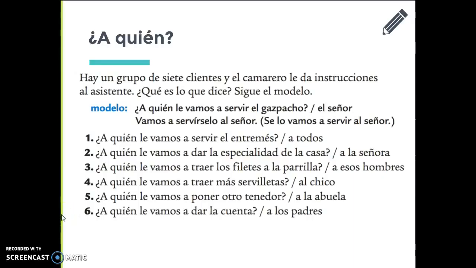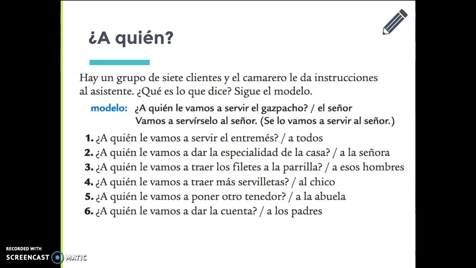Number 1 would be vamos a servírselo a todos, or se lo vamos a servir a todos. Number 2 is vamos a dársela a la señora, or se la vamos a dar a la señora. Number 3 is vamos a traérselos a esos hombres, or se los vamos a traer a esos hombres. Number 4 is vamos a traérselas al chico, or se las vamos a traer al chico.